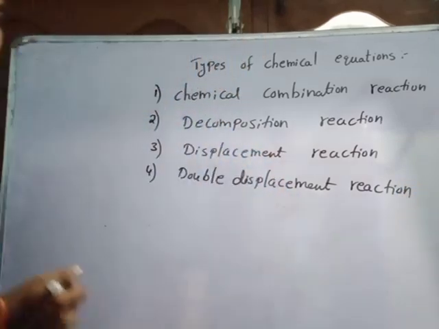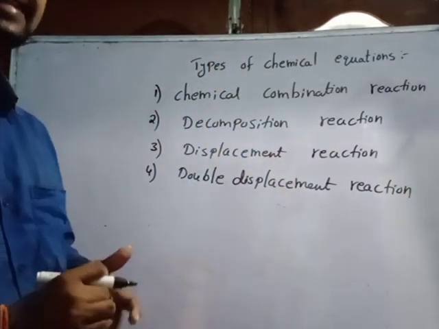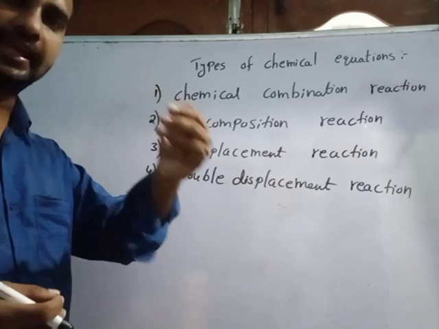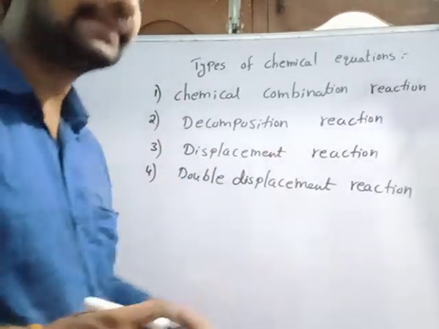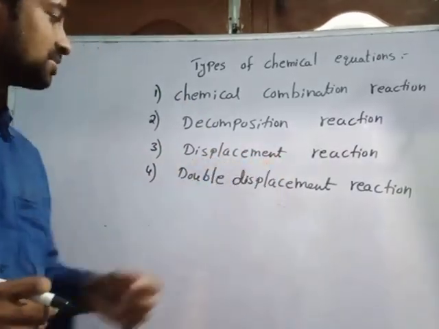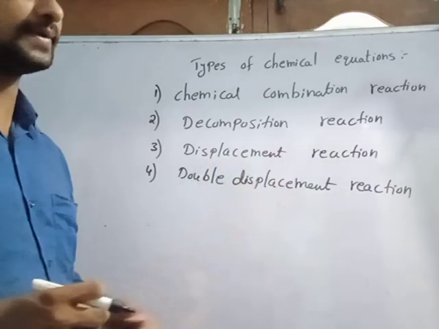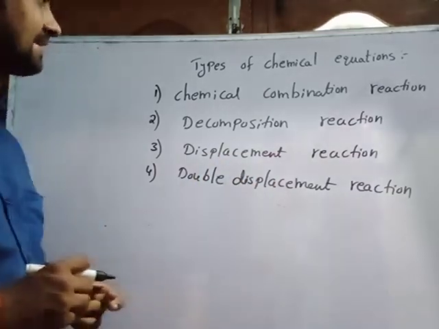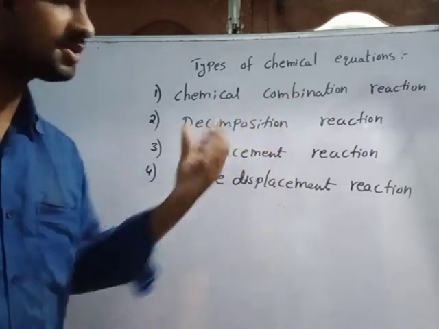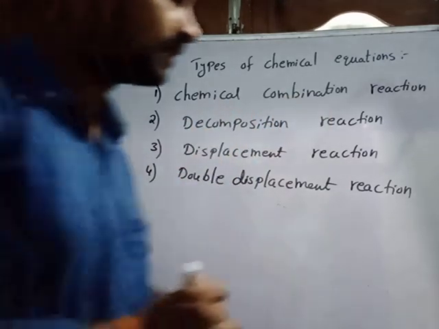Okay, so chemical equations are four types. First one is chemical combination reaction, second one decomposition reaction, third one is displacement reaction, and the fourth one is double displacement reaction. First of all, we discuss about chemical combination reaction. Clear?